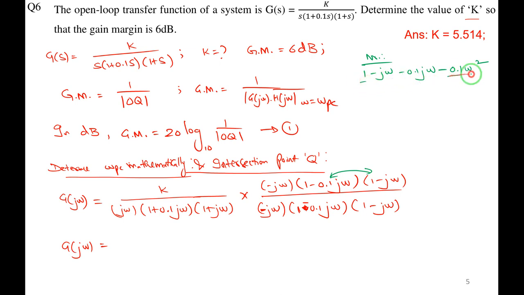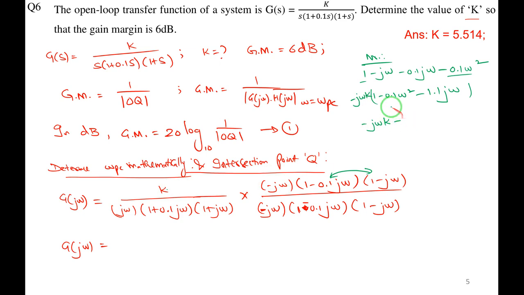1 minus 0.1, this is the real part: 1 minus 0.1 omega square. Then next, minus 1 minus 0.1, so minus 1.1 j omega. So these two terms I got. Now just multiply minus j omega into this k, minus j omega k, and this one k into minus j omega, multiply it. So minus j omega k.